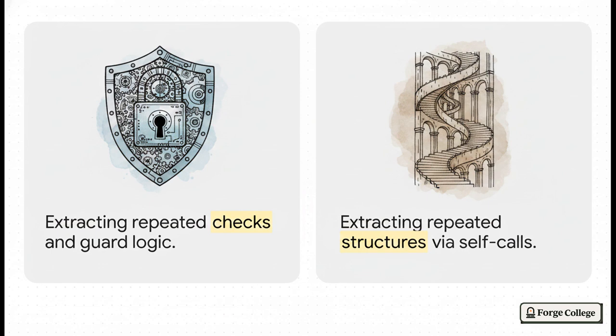Think about the comparison for a second. You already know that modifiers are absolutely brilliant for extracting repeated checks. They keep your access control centralized so your main function stays nice and clean. Recursion does something really similar, actually. But instead of extracting guard code, it extracts repeated architectural structures. It does this via self-calls, meaning you don't have to duplicate complex nested structures or loops. It's kind of like a cheat code for cleaner architecture.